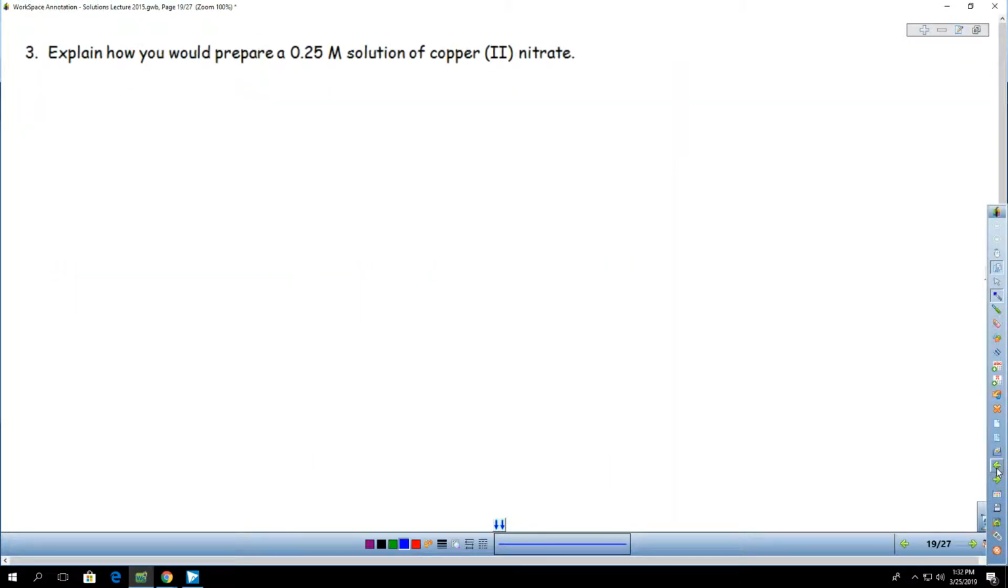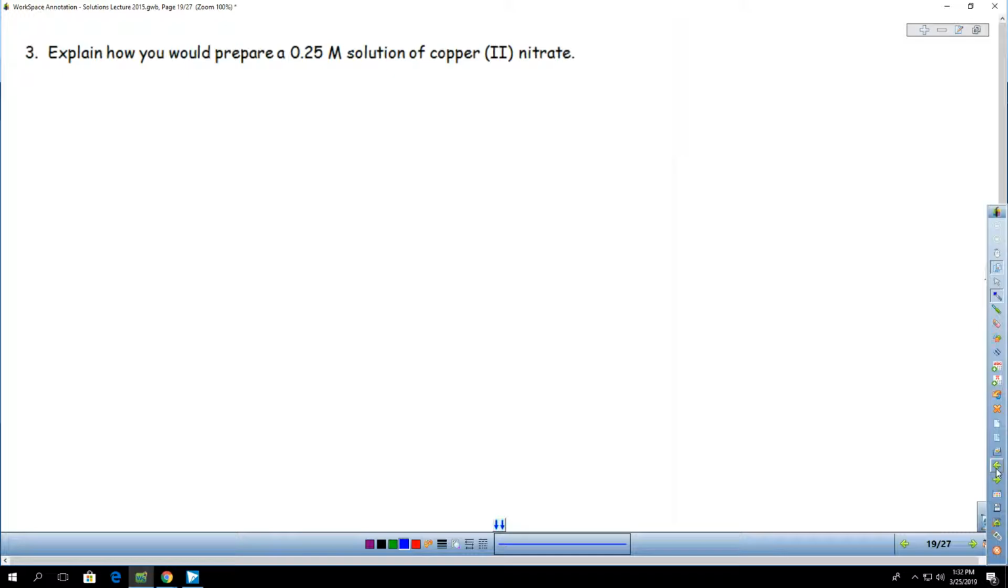One more example of a calculation you can do involving molarity. I like this one because it asks us to explain how to prepare a 0.25 molar solution of copper 2 nitrate. And eventually, this is what we're going to do in the lab. They'll give us a certain volume. This one does not.